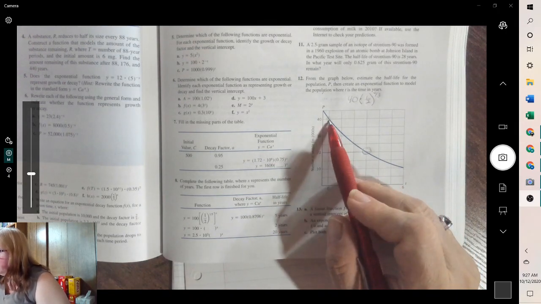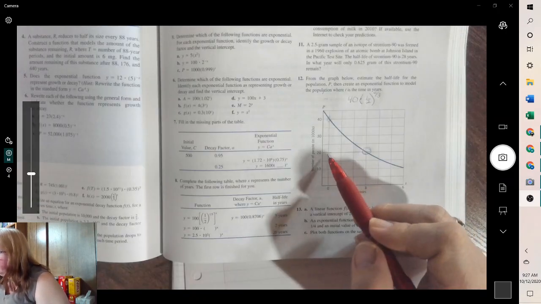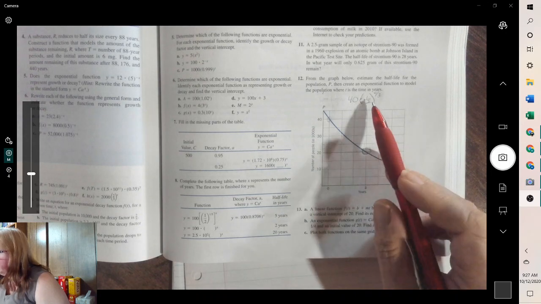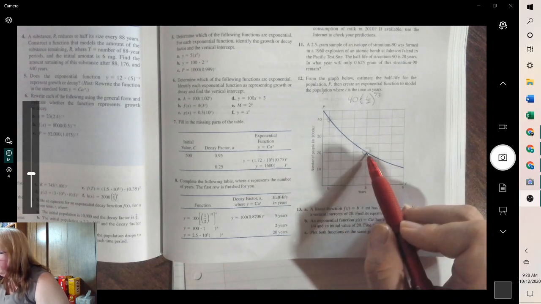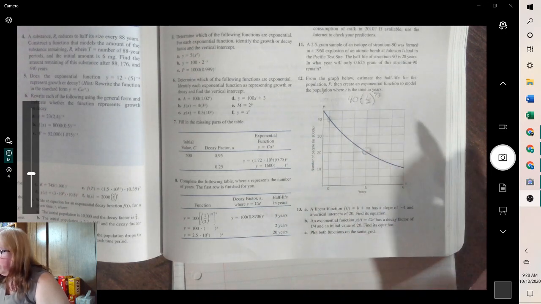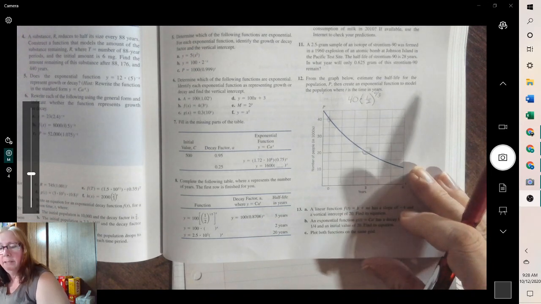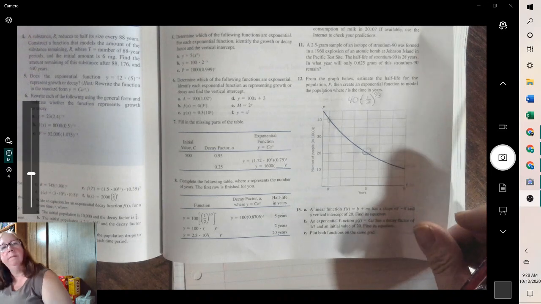So you start with your initial amount, see when it goes in half, so that's why we're using a half, and then it's T over that value. And that's everything in 5.1 and 5.2.